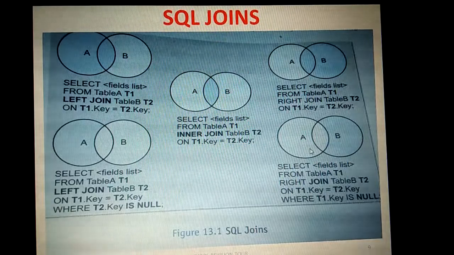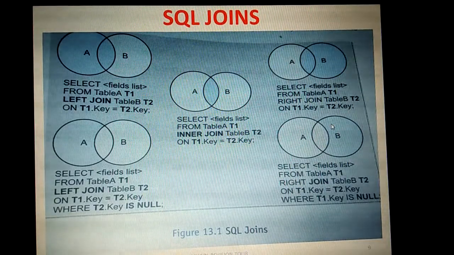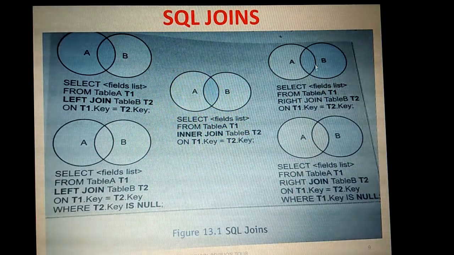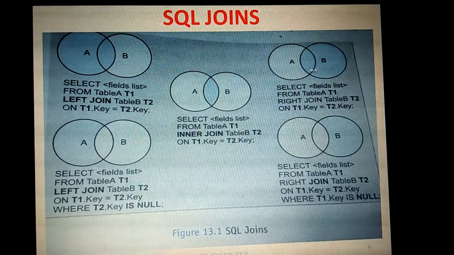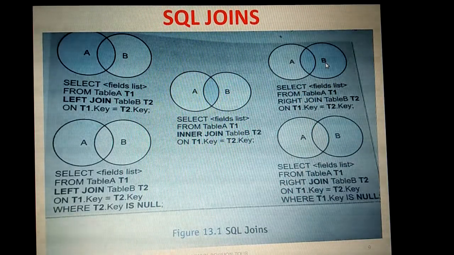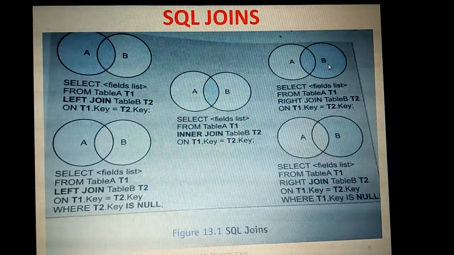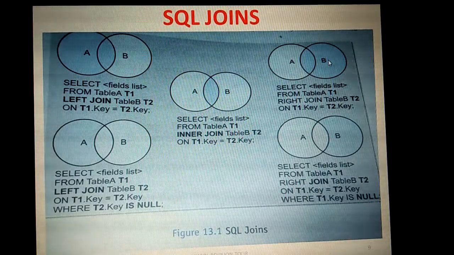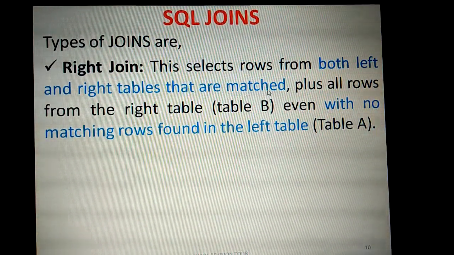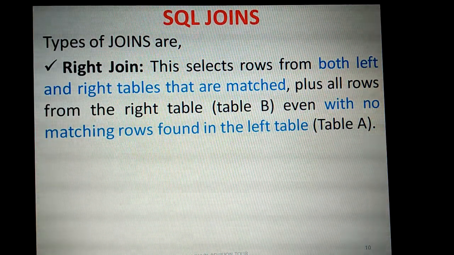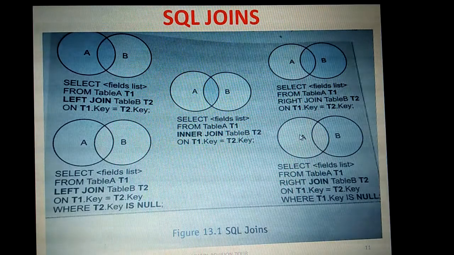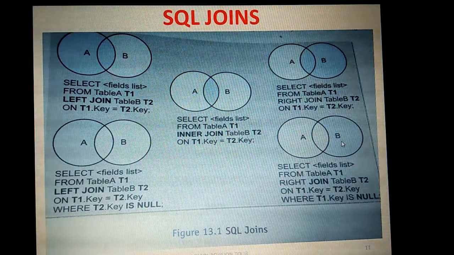Right join is opposite to this, only from the right table, and it is ignoring the left table's matching fields. So in this condition, without using the where clause, whichever columns are matched in both the tables, and also the rows from the B table, are fully retrieved in this example. So this selects rows from both left and right tables that are matched, along with all the rows from the right table, even with no matching rows found in the left table. So even if no rows are matched in the left table, B values alone are returned in the right join.